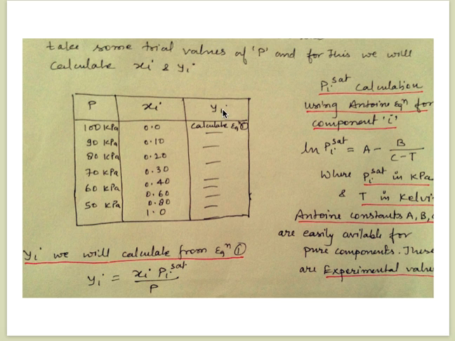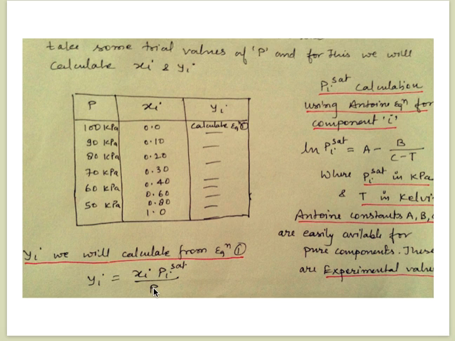So how to calculate Yi? So this is the formula to calculate Yi: Xi Pi sat upon P. This is from the Raoult's law. See, this Raoult's law equation is valid at equilibrium state, right? So from this equation we can calculate the Yi. So for calculating Yi we need P, Xi and Pi sat. So Xi we have already chosen ourselves from 0 to 1 and P we have taken as the trial pressure.